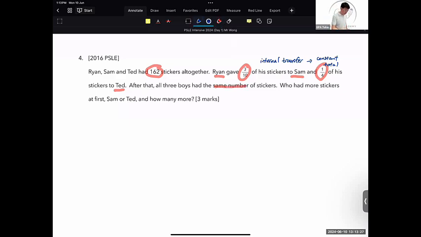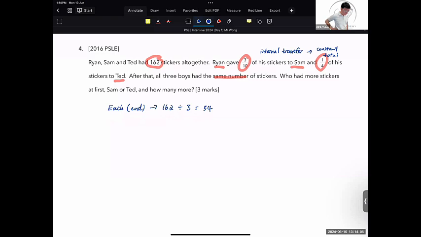You divide by 3, exactly. So each of them, in the end, would have 162 stickers. You divide by 3, you will find that each person would have 54 stickers. Okay? Now, then how do we go on to find before? Work backwards, how? Just work backwards. So what do we know if this is 54 at the end? We now look at what happened so that they get to 54.